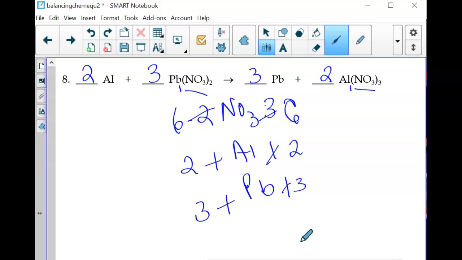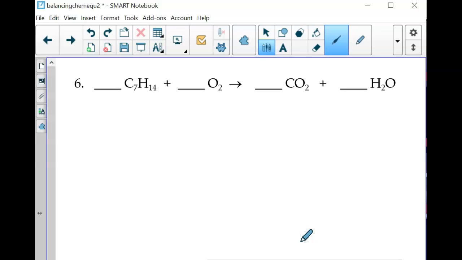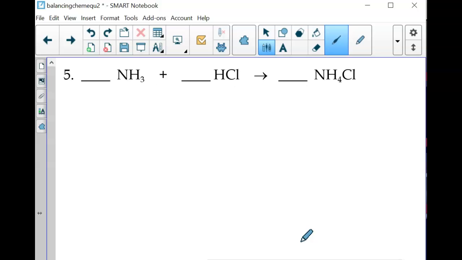Okay, let's go back and look at number 5. Any questions about 8? I did that a little fast. If you have a question about 8, we can go back to it in a sec. Number 5 does have a polyatomic of NH4 here, but there's no NH4 group on this side. So then I can't use the polyatomic shortcut. I need to use individual atoms.